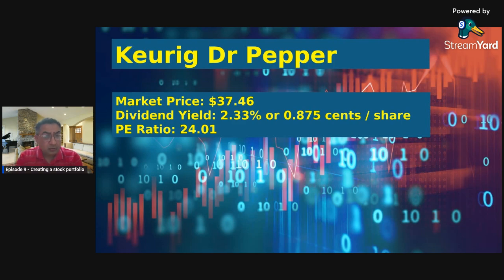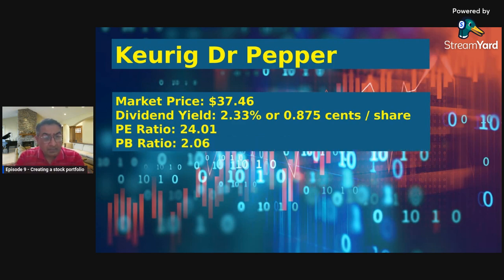Let's go ahead and look at the PB ratio now. The PB ratio is a very healthy 2.06. Anything between 1 and 3 is good. So 2.06 falls right in the middle, and is a very good PB ratio.